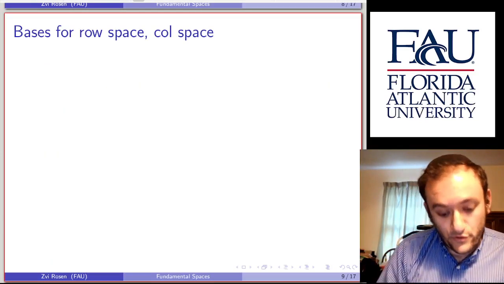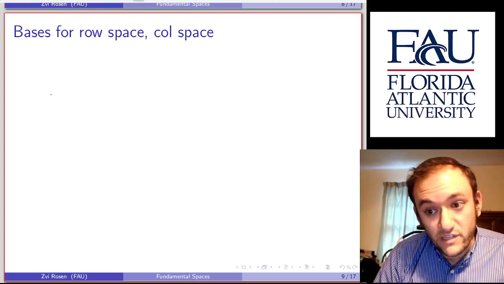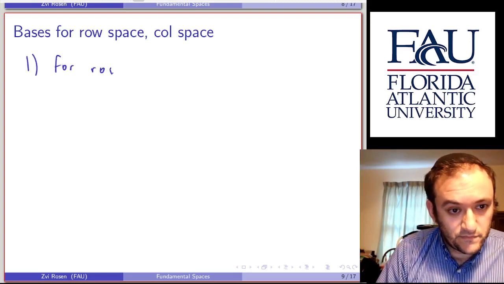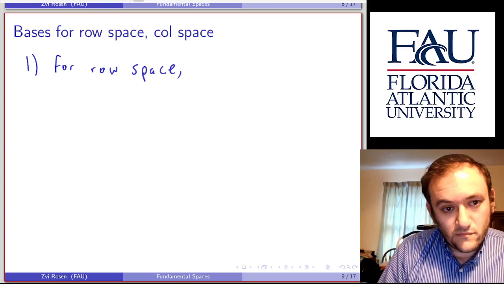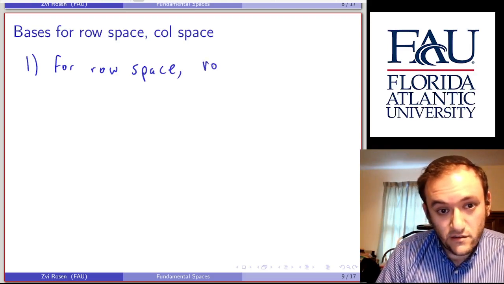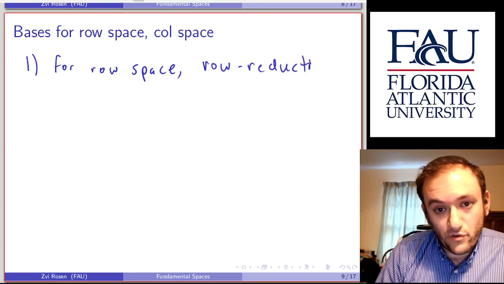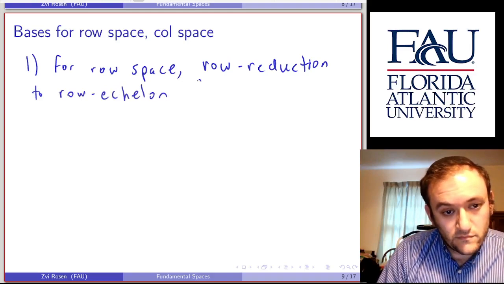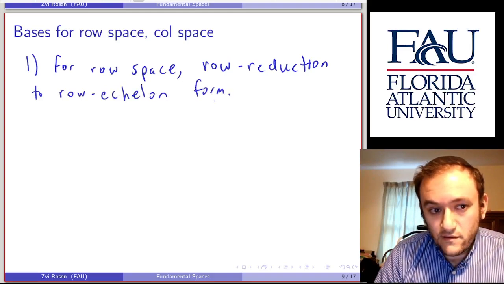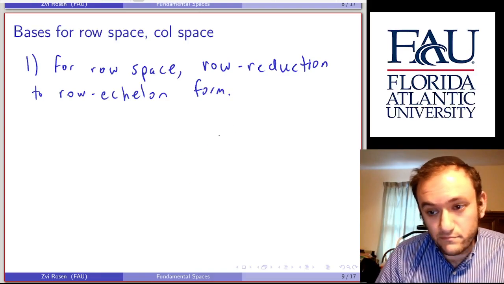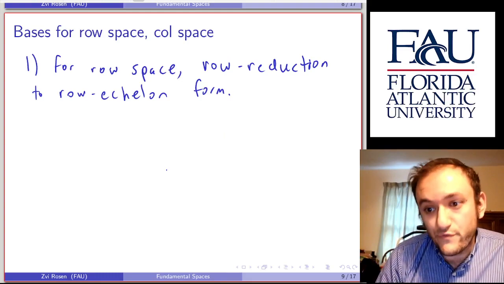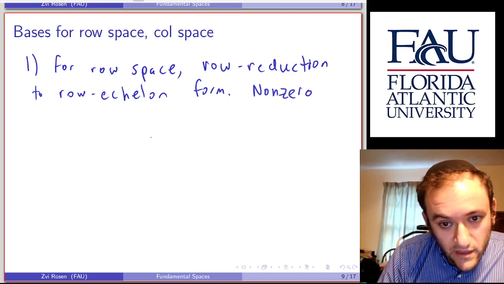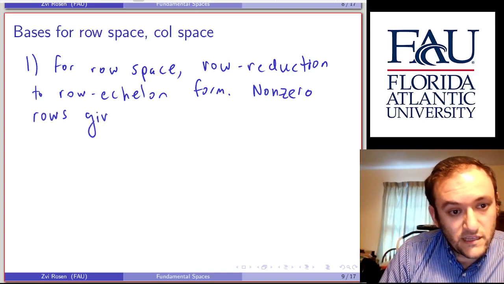So how can we find a basis for the row space or the column space? Well, again, row reduction doesn't affect the row space. So for the row space, just do row reduction to row echelon form. And the vectors that you get in the row echelon form are a basis for the row space. Okay, so the non-zero vectors, I should say, these give a basis for the row space.